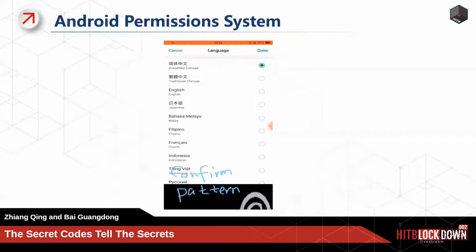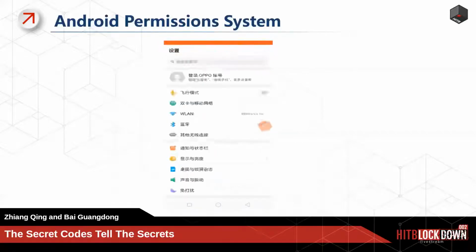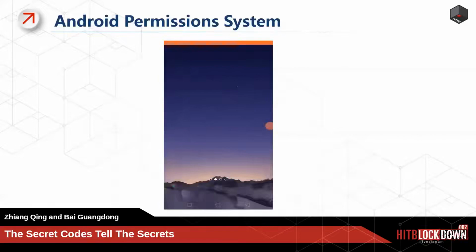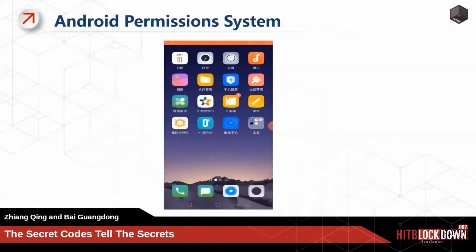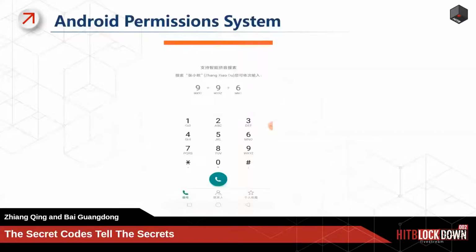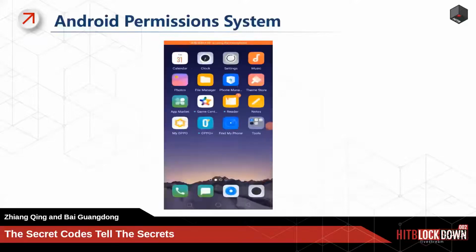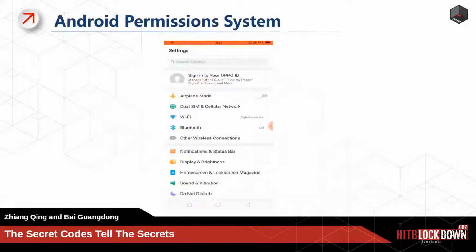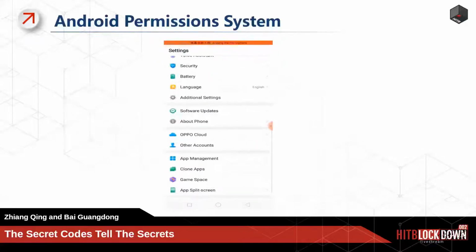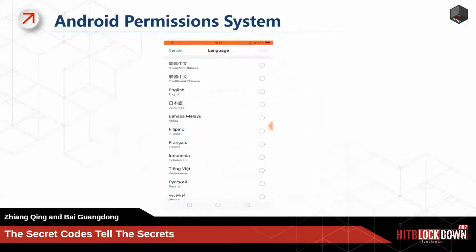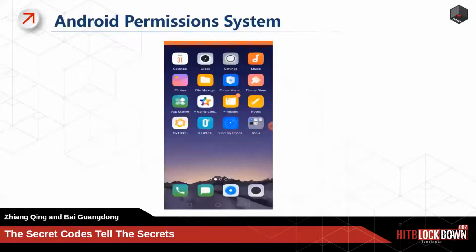Yeah, so here, when you do this through the settings app, you need to input the pattern or the PIN. However, if you do this through the secret code, so this is a secret code you can use to change the language setting. Okay, so if you do it through the secret code, what you can find is you don't need the pattern lock, you don't need the PIN code to change the language, right?